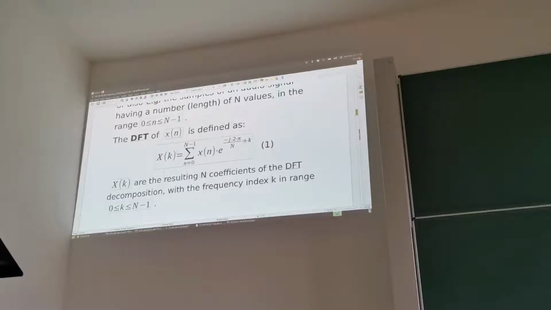As a result we get k frequency coefficients, and k is between 0 and n minus 1. If k equals 0, that means we have the lowest frequency, constant, no change. If k equals n minus 1, that's the highest possible frequency that we can represent with this sampling rate.